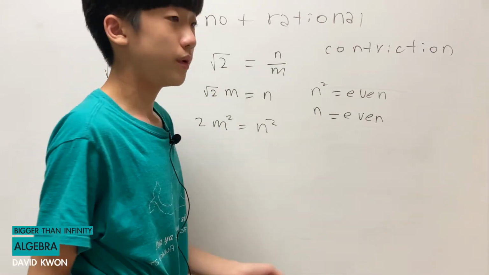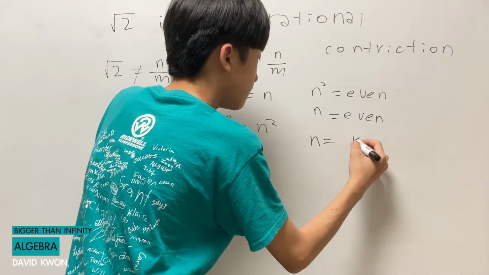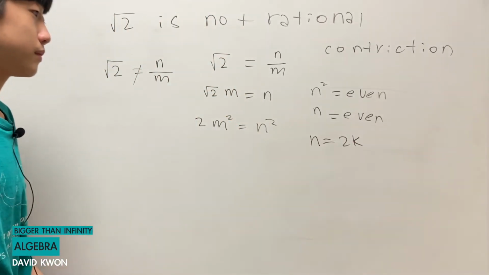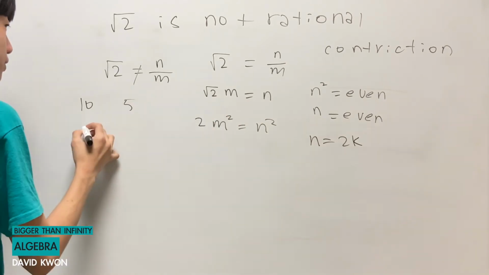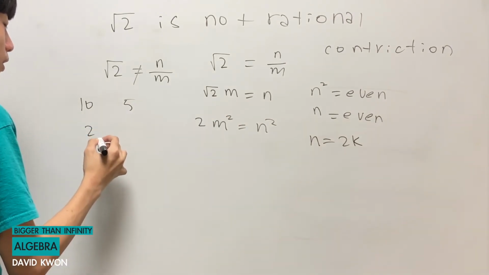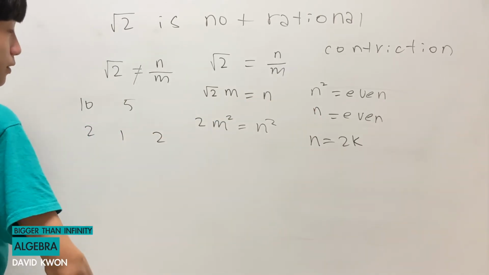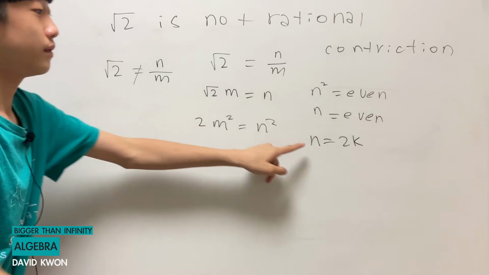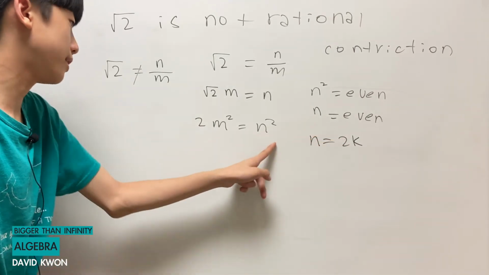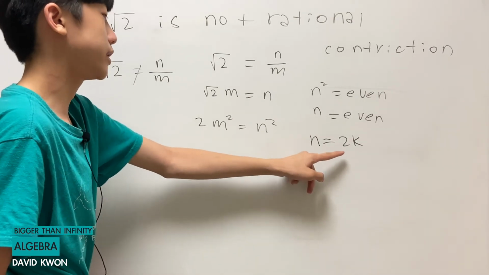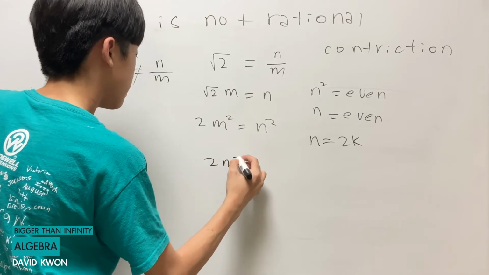Right? So if n is even, that means n is a number multiplied by 2. For example, if n is 10, then k is 5. If n is 2, then k is 1. So n is 2k. Now, if n is 2k, let's just substitute this into here, because that would get us this.